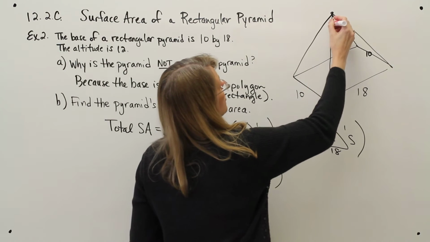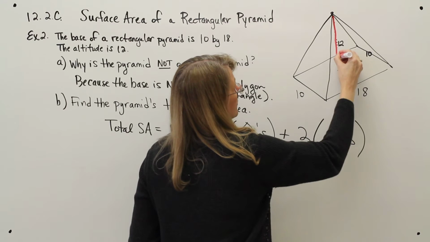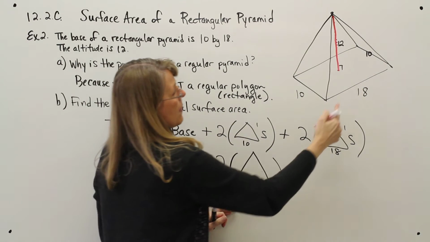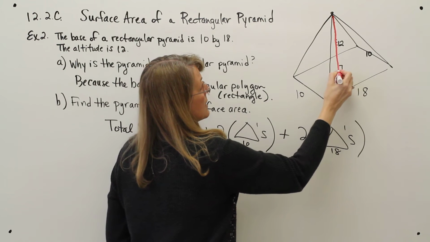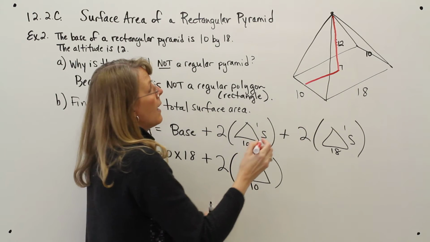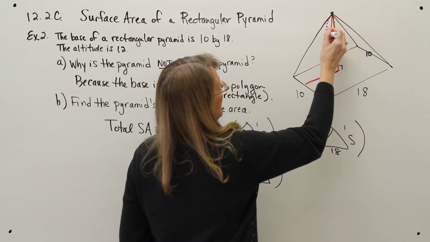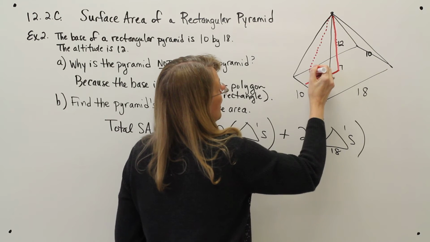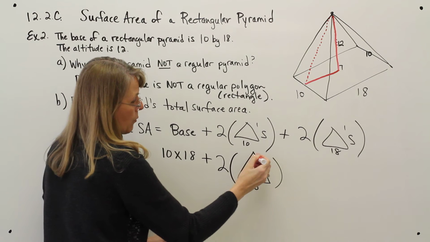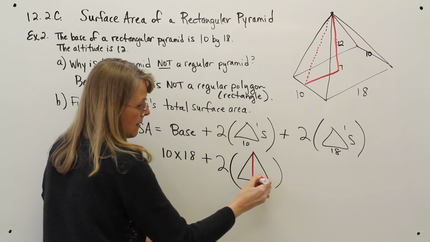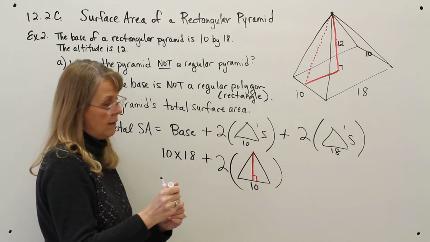So here's the trick. I'm going to highlight that altitude. Right? And then I'm going to draw a line in the base that's parallel to this 18. And then I'm going to put in the slant height over here. I know I need this slant height because the slant height here represents this height on this triangle of 10.